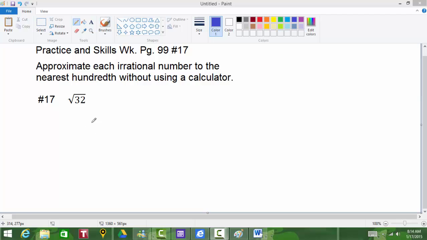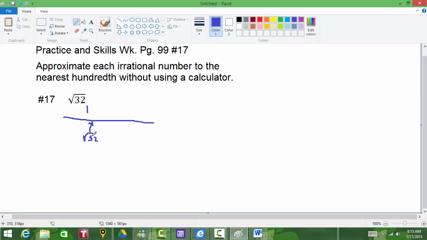Okay, so first thing I'm going to do is go ahead and actually make a number line, and we're going to take that square root of 32 and I'm going to put it somewhere on that number line. I'm going to put it below it, and I'm going to just call this square root of 32 right here.